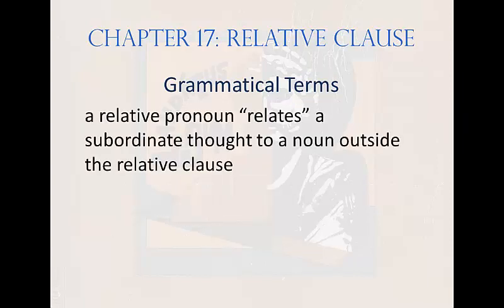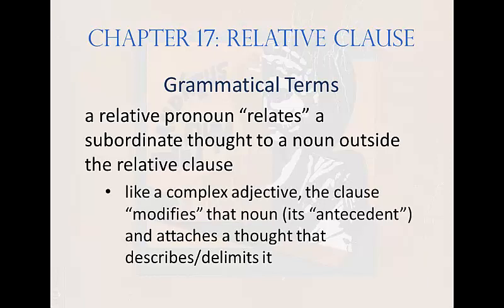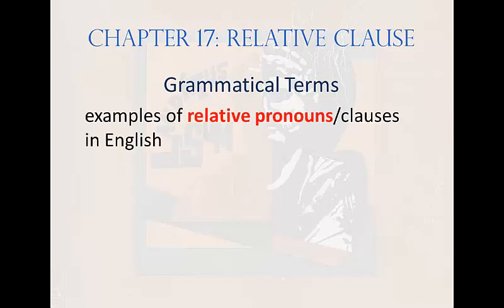A relative pronoun is called relative because it relates a subordinate thought to a noun outside the relative clause. To look at it another way, the entire clause functions as a sort of big, complex adjective modifying that noun, called its antecedent, and just like an adjective, the whole relative clause describes or defines that noun. Got it? No? Don't worry, nobody gets it the first time. Let's look at some examples and see if that doesn't clear a few things up.